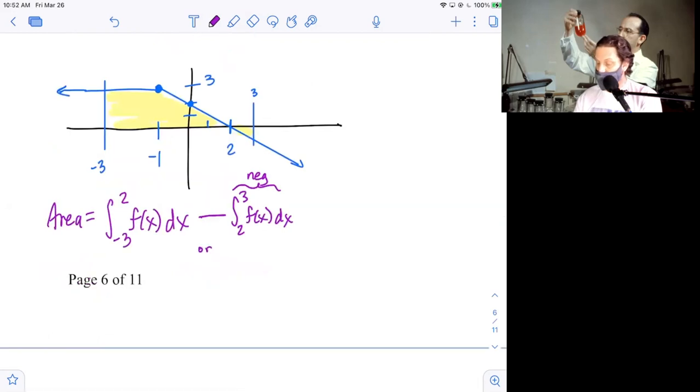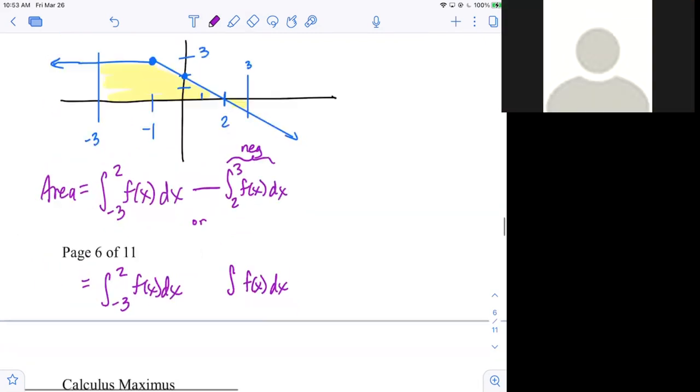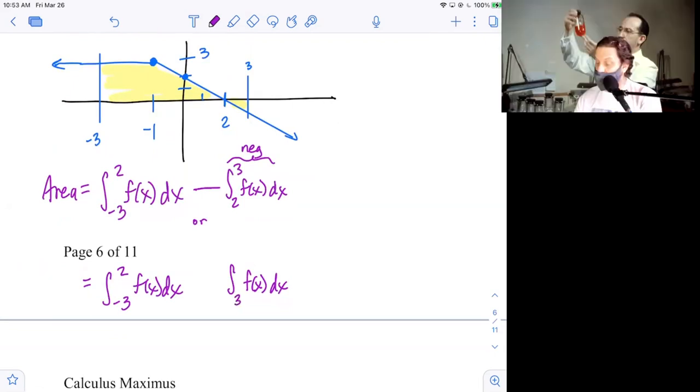Is there another way to do it based on what we already said? The first piece is good, negative 3 to 2 f of x dx. But was there another way to make that integral from 2 to 3 positive instead of negative? From 3 to 2. What if I went from 3 to 2? Now that's going to give me a positive number, right? Because I'm going from right to left and it's below, and now I can add them.